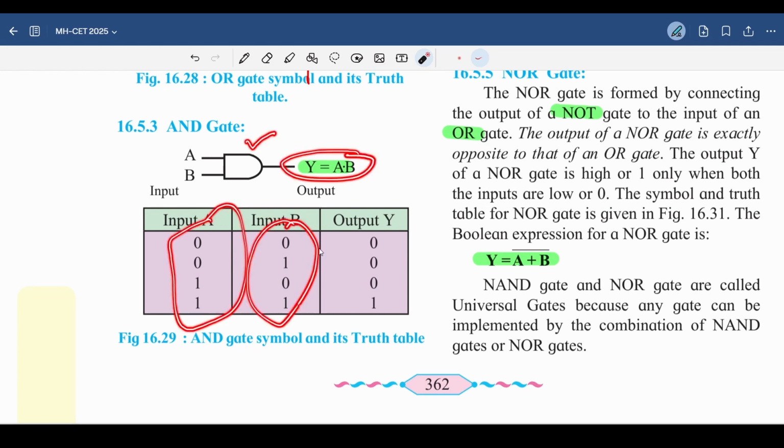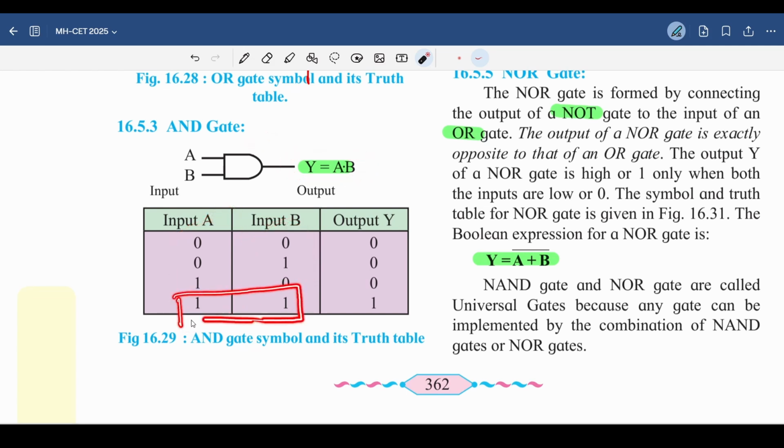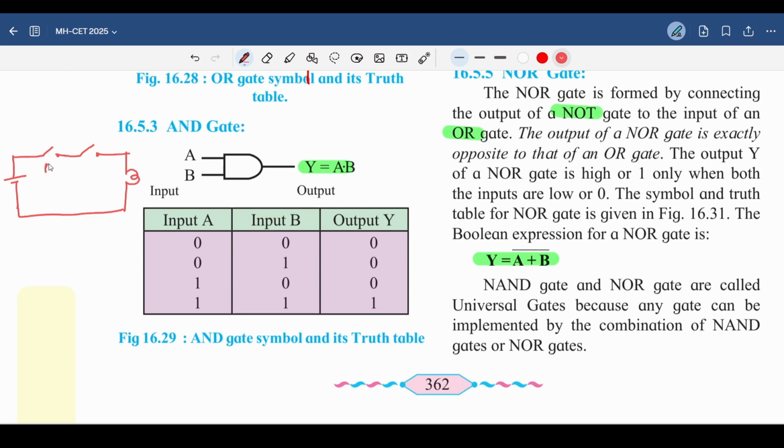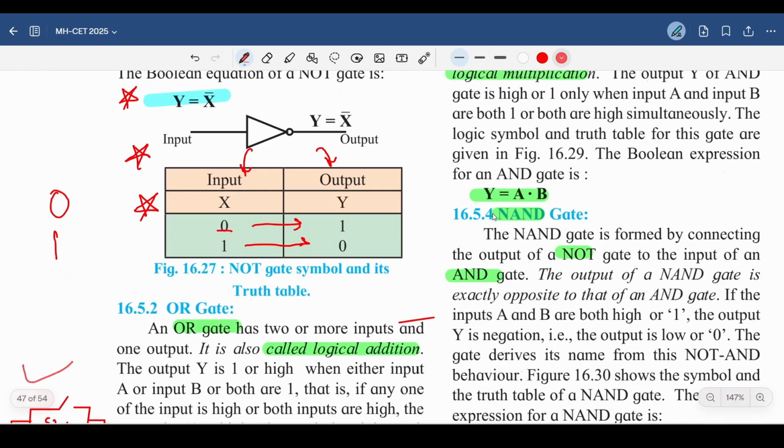Now if you look at the truth table, you can see the output will be 1 when both the inputs are 1. So that means if I draw the circuit diagram, both the switches S1 and S2 will be connected in series. In case of OR gate, the switches were connected in parallel. This is switch A, this is switch B. Unless and until both the switches are connected, the bulb will not glow. So that is why the truth table says that only when both the inputs are 1, the output is 1. So this is about the AND gate.